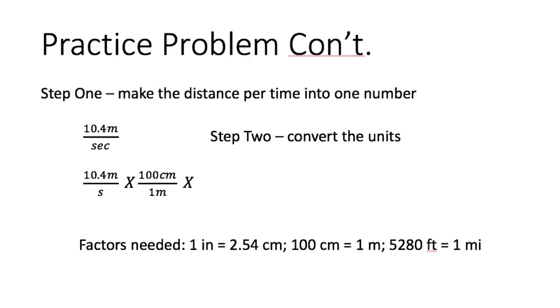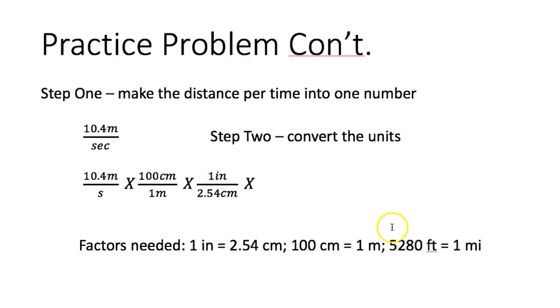From there, meters cancel, and now I have centimeters. I want to convert from centimeters to get somewhere close to miles. So I'm going to put centimeters on the bottom of my next fraction, and I'm going to be using this conversion factor: 1 inch equals 2.54 centimeters. When I do that, centimeters cancel, and now I have inches.